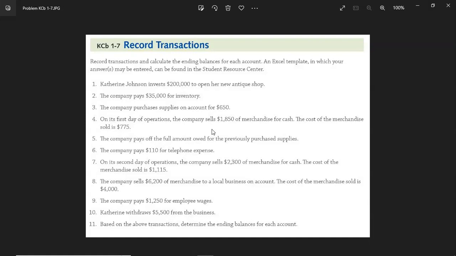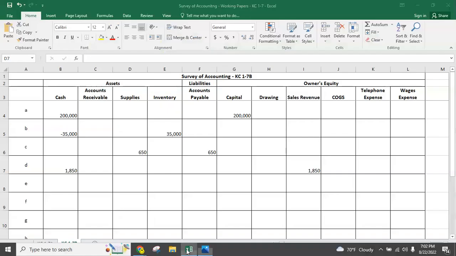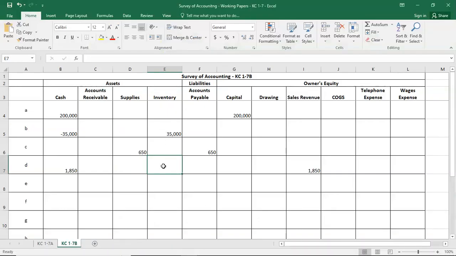When I purchased that dresser for the 775, my inventory was increased by 775. Okay. So this 775 is part of this $35,000 up here on number 2. So we have to account to say that we've sold this inventory. We no longer have that $775 in our inventory. So we're going to come to our inventory account and subtract the 775 from there. And we're going to show that our cost of goods sold is 775.